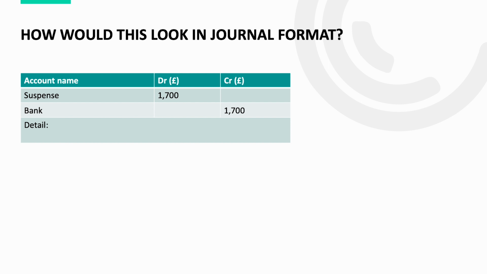Remember, when completing a journal, the debits and credits must equal under the rules of double entry. Lastly, we just need to add in the detail of what the journal is for, so that if we come back to look at the transaction or somebody else in the team is looking at the entry, they know what it was for.